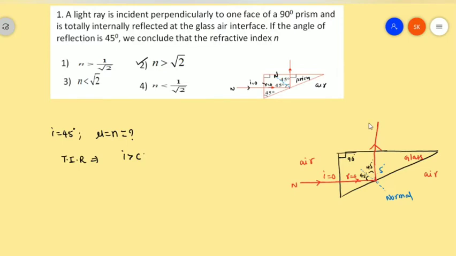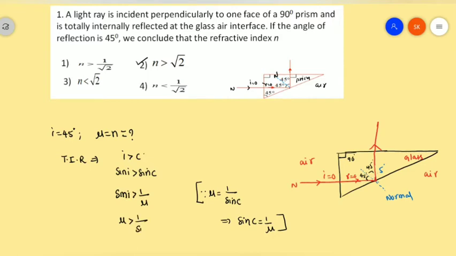Sin I is greater than sin C. From the formula nu equals 1 by sin C, we can write sin C equals 1 by nu. If we write that, we get sin I greater than 1 by nu. We take nu to the left side and sin I to the right side, so nu is greater than 1 by sin I.